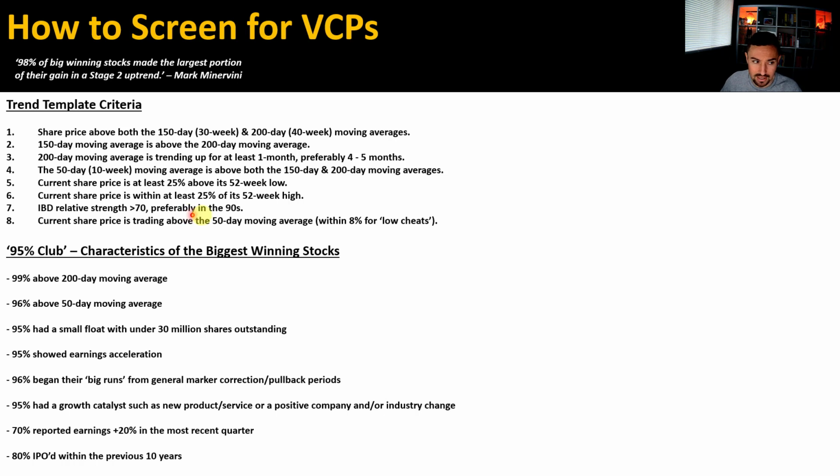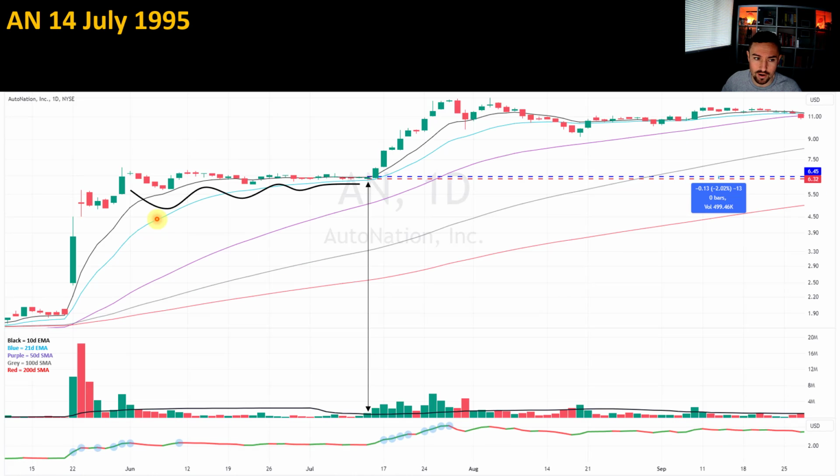O'Neill did a study, and the average IBD relative strength ranking, I think, was 87 for the market's biggest winning stocks when they were breaking out of bases. So 87 means it was in the 87th percentile of the stocks it was ranking against as it was breaking out. So it was already showing a lot of performance versus its peers.